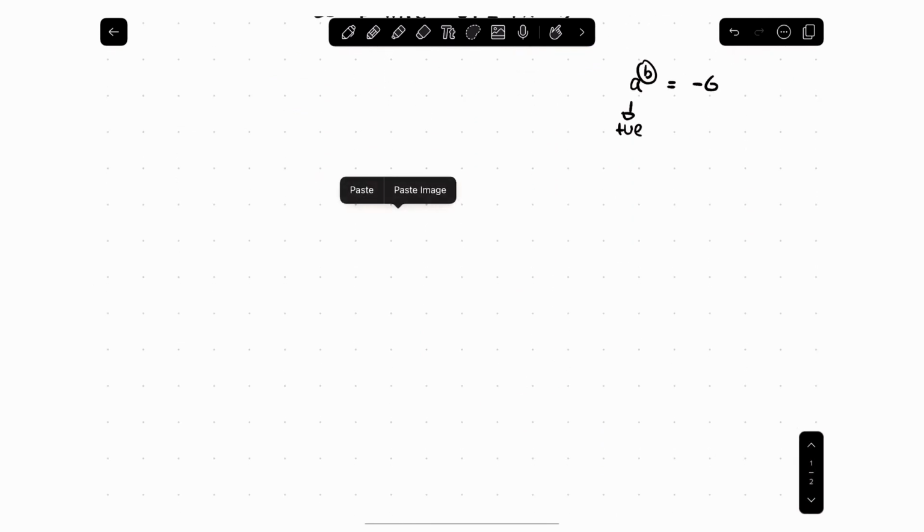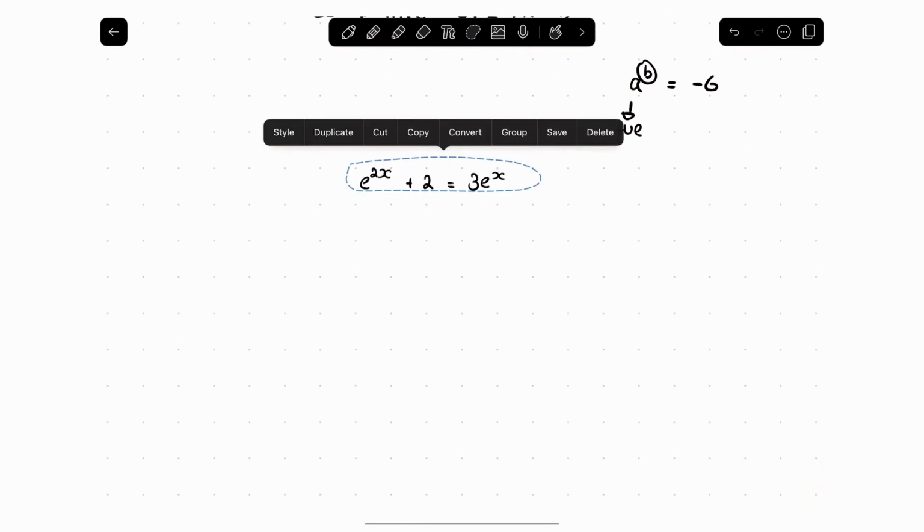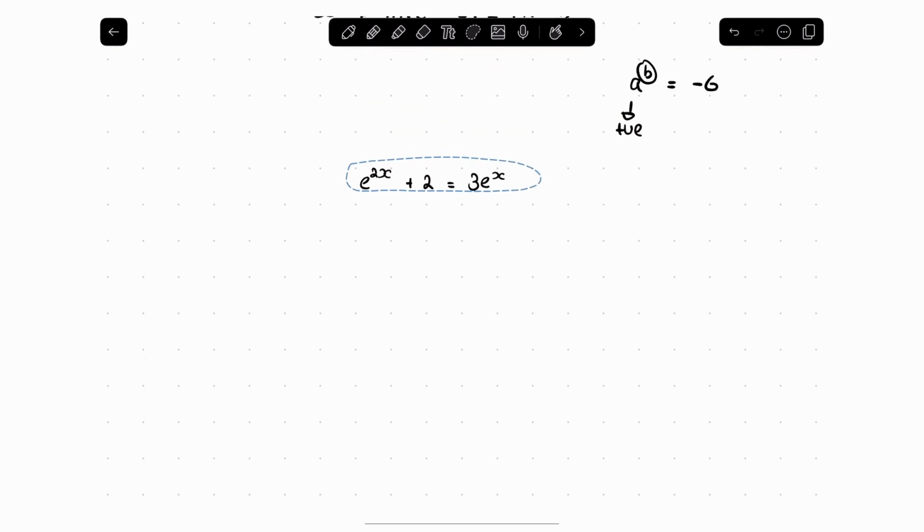We're going to start the question again. And just like before, we're going to start by rearranging. So we will get 2 e to the 2x minus 3 e to the x plus 2 equals 0. And this time what we're going to do is something called changing the variable. We're going to say let y equal e to the x. And how does this help us? Well, you will see now.